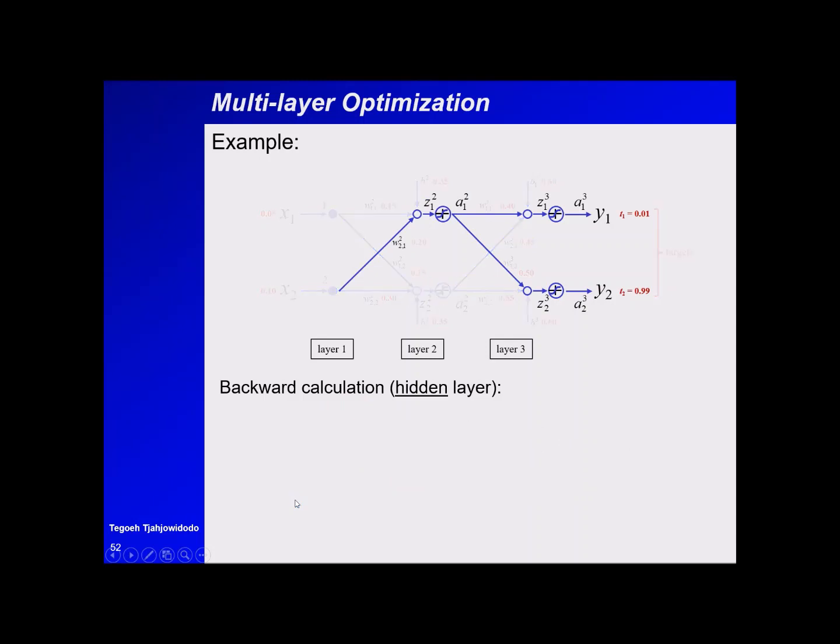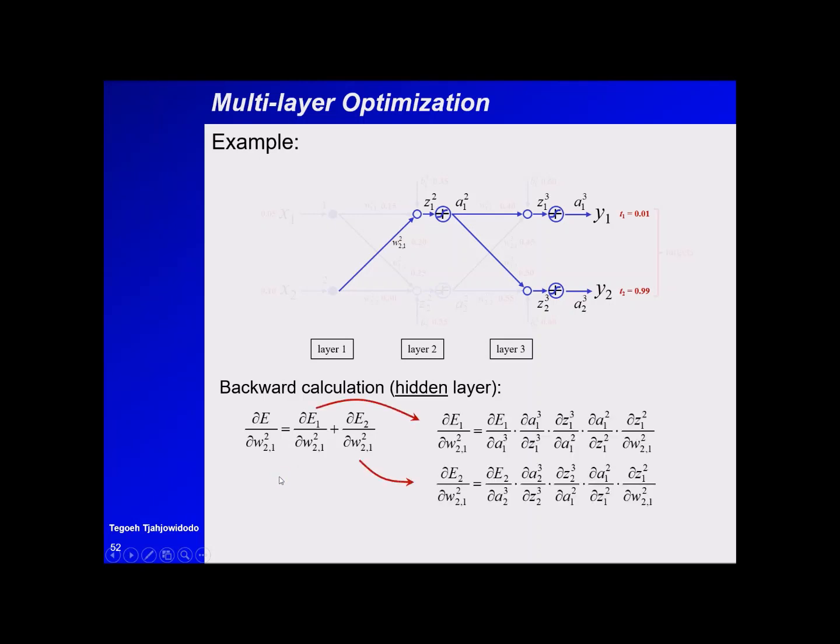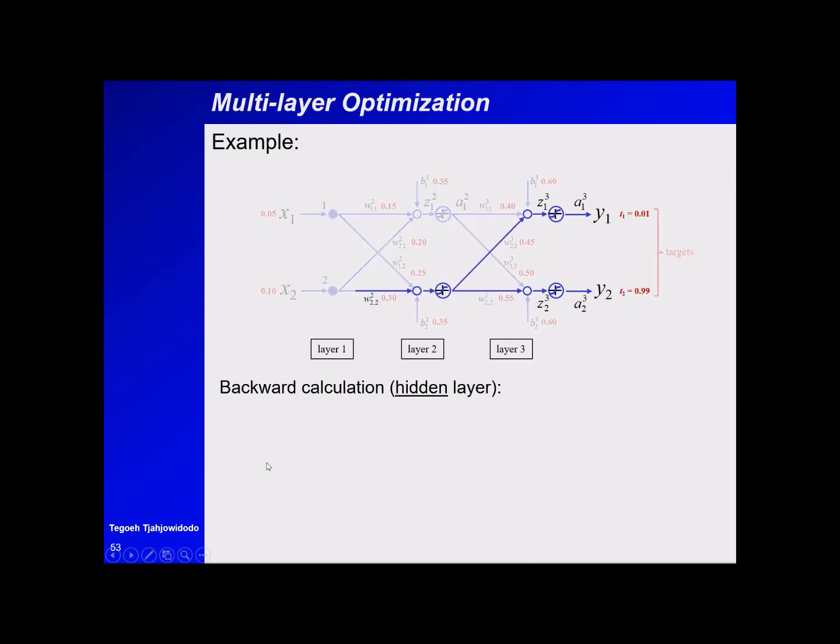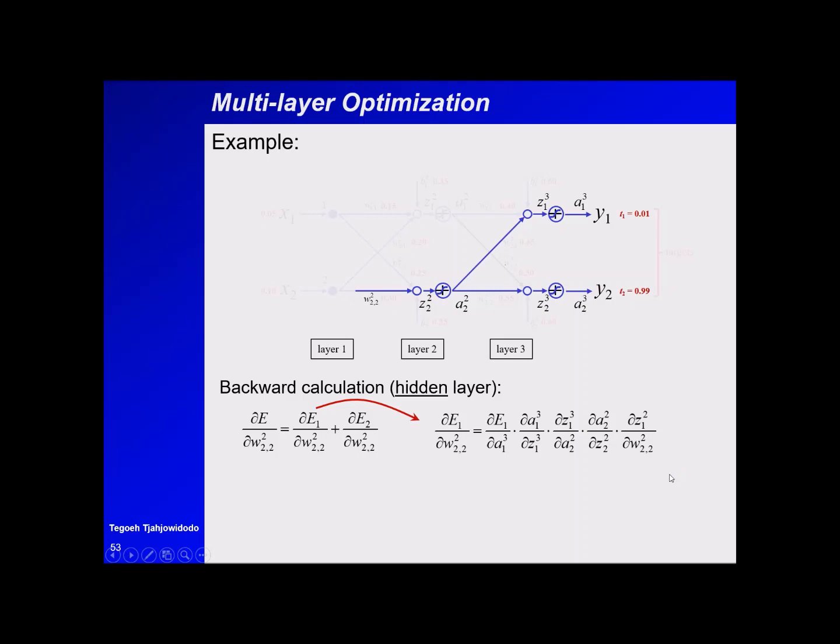You do it again for W211 with the same techniques. W211 contributes to both of the outputs here, so you have to calculate both of them accordingly. After you sum these two results, you will get the updating factor of W212. The last one, you still have to do it for W222, which also contributes to the two outputs. So you have to calculate both terms correspondingly, and after you sum it, you will get the updating factor of W222.